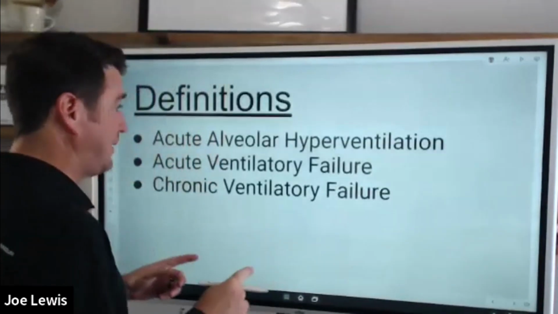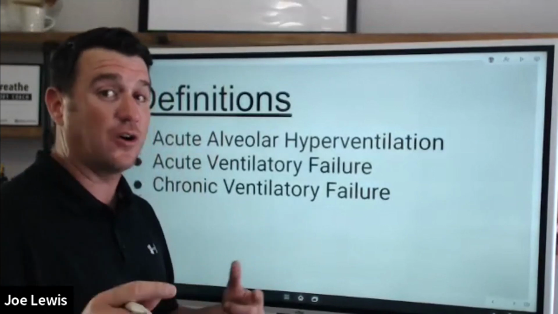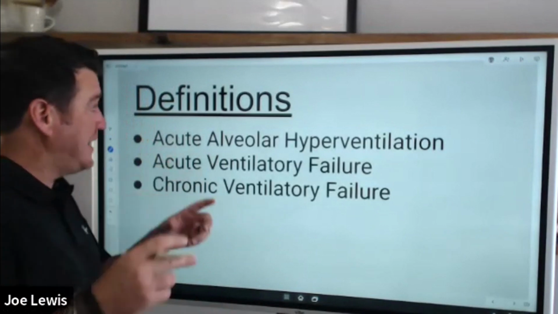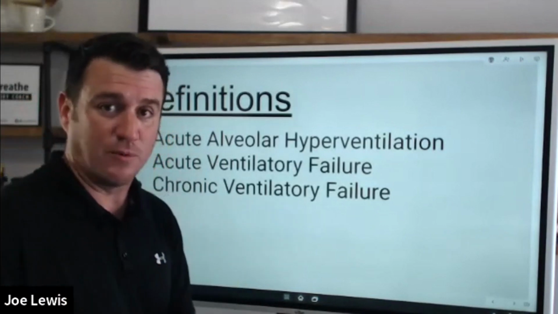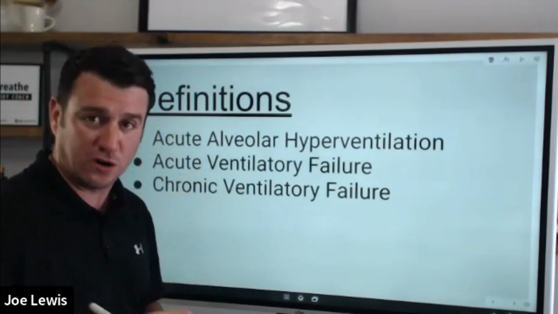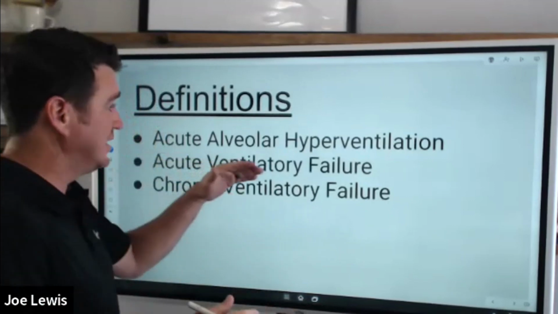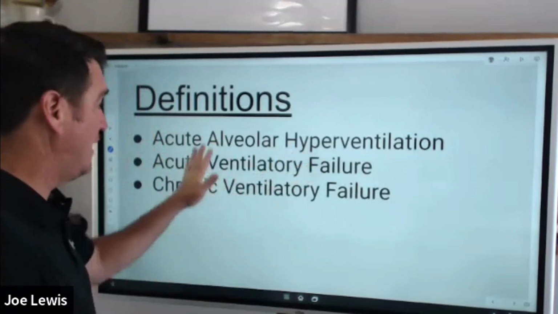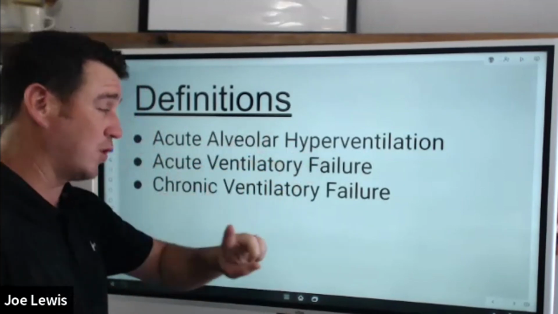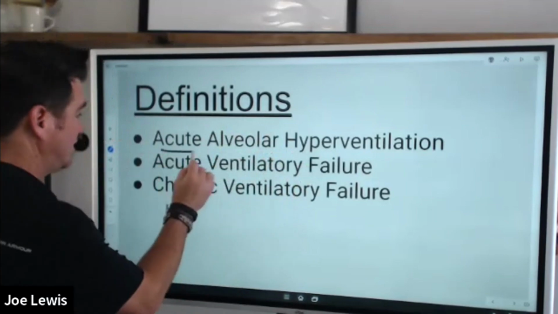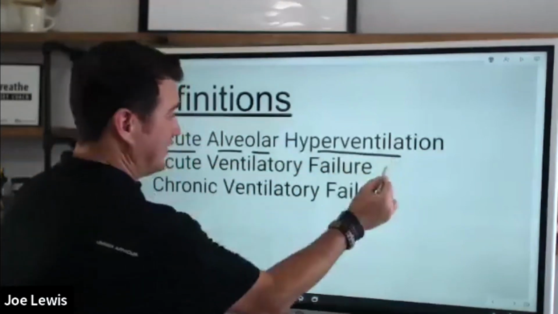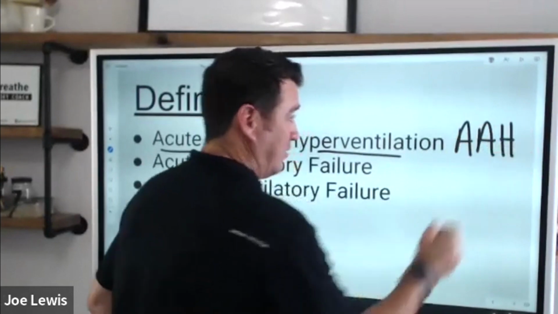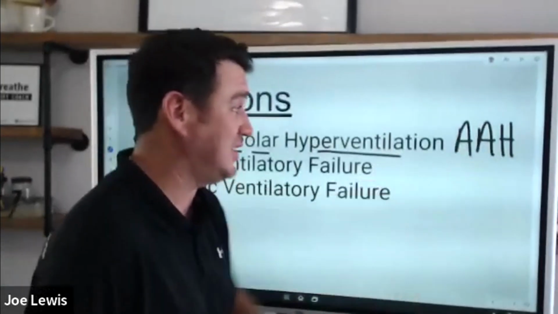Now, before we jump into actually looking at any arterial blood gases, what we're going to do is make some definitions here. We're going to define some terms, and if you're taking notes, be sure to write these down because I'm not going to write these out throughout the rest of this presentation. I'm going to shorthand them. The first one is acute alveolar hyperventilation. I'm going to shorthand this as AAH.